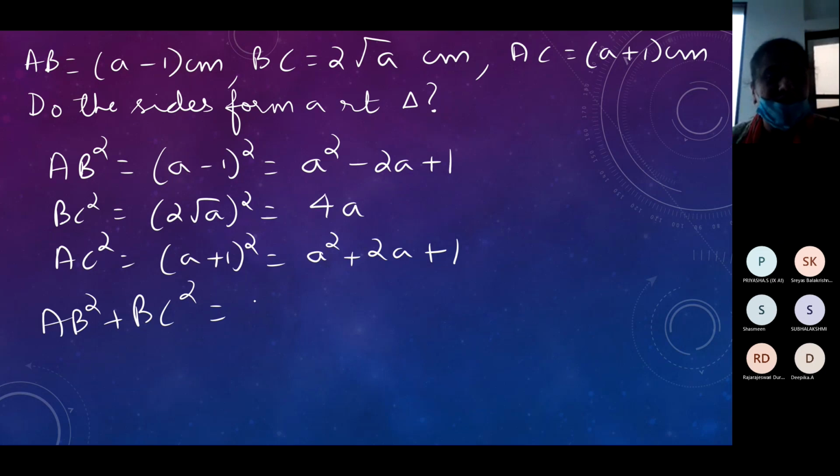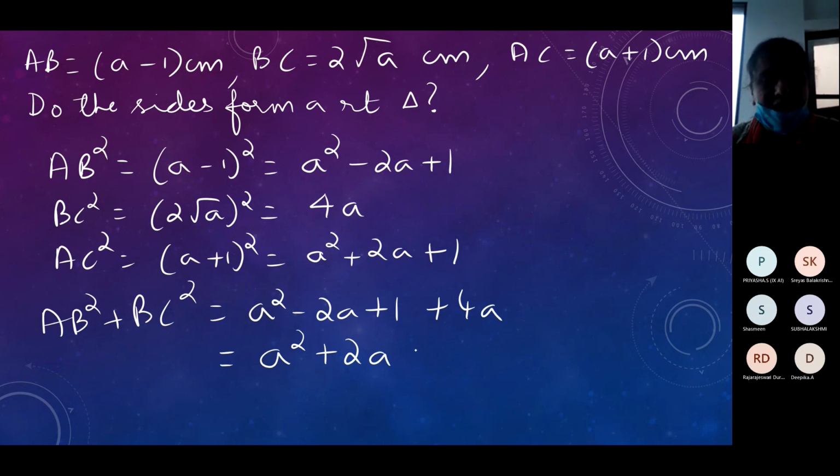So here AB square plus BC square is equal to A square minus 2A plus 1 plus 4A. And that gives us A square plus 2A plus 1, because plus 4A minus 2A is plus 2A. And that's nothing but AC square. So AB square plus BC square is equal to AC square. So by the converse of Pythagoras theorem, ABC is a right triangle.